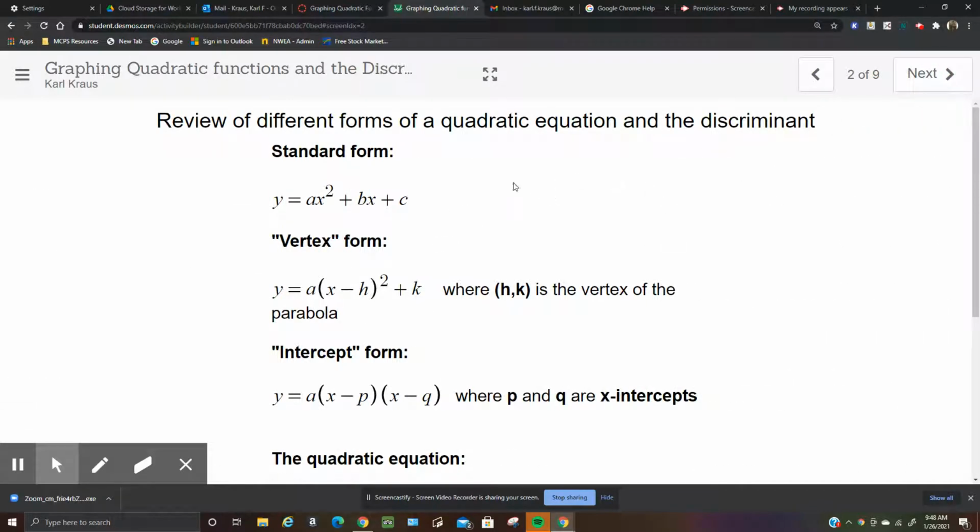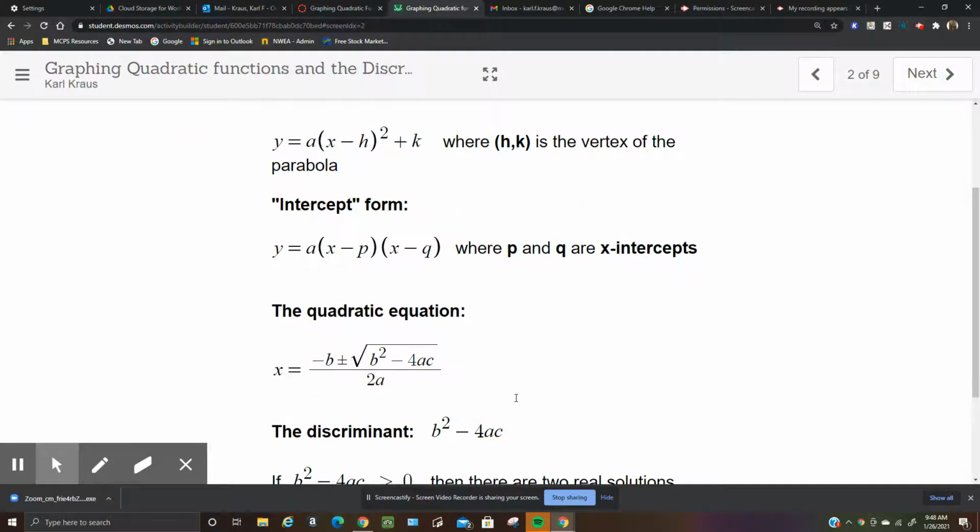Slide 2 is just an information slide, a review of different forms of quadratic equations and the discriminant. The standard form of a quadratic is y equals ax squared plus bx plus c. The vertex form is y equals a times (x minus h) squared plus k, where (h, k) is the vertex of the parabola, and a is the dilation factor. The intercept form is y equals a times (x minus p) times (x minus q), where p and q are the x-intercepts, and a, once again, is the dilation factor.